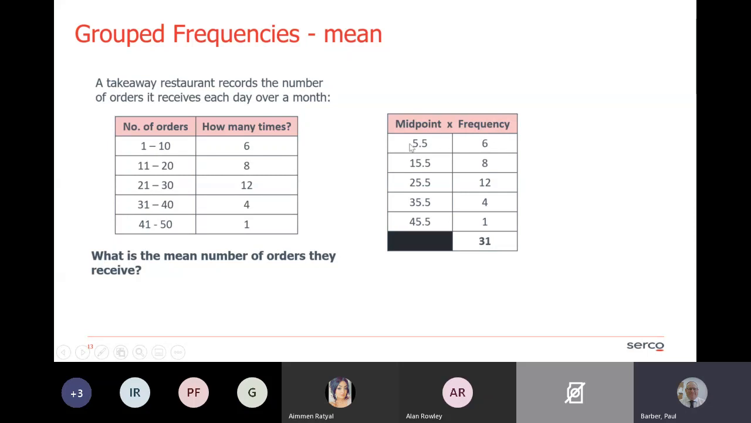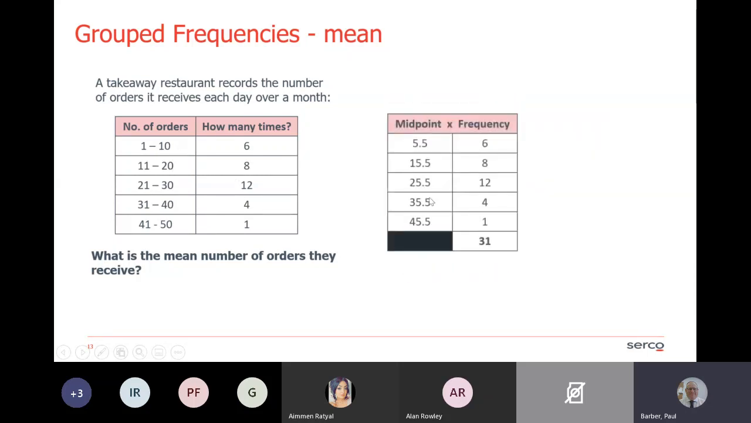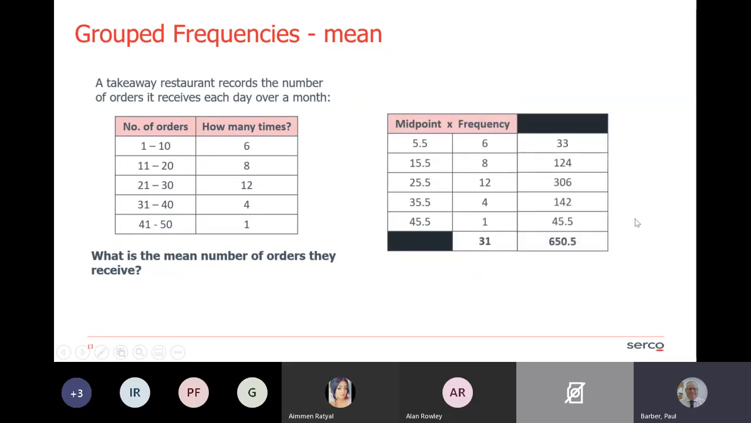So we need to find the midpoint for each number of orders, and the frequency, and we multiply that by the frequency, which gives us these figures. So 5.5 times 6 is 33, 15.5 times 8 is 124, and so on. And we've ended up with a total of 31 orders, because it's each day over the month, and the total number of orders was 650.5.